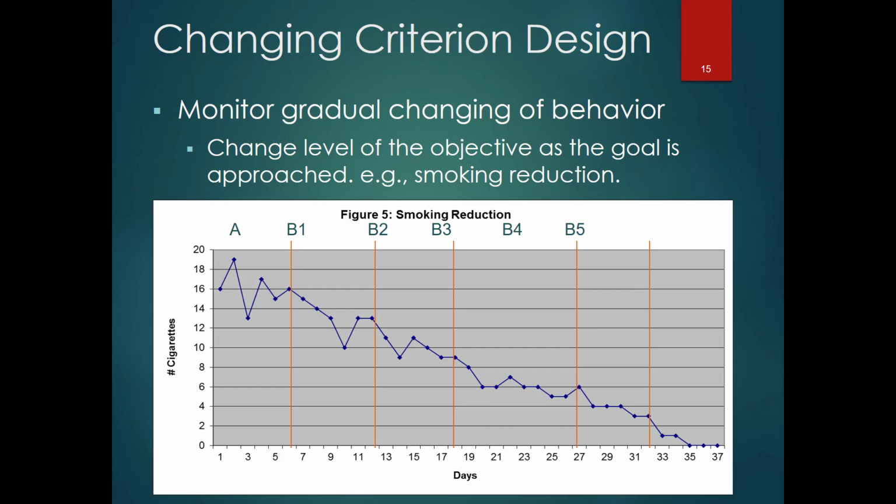And so we're looking at how many cigarettes per day. So basically you would set a goal. In this case, the client counts the number of cigarettes smoked each day on a paper attached to the cigarette pack. So after the baseline phase, which is A, the client and the social worker establish a goal for reducing the number of cigarettes smoked each day from an average of 16 to 13.